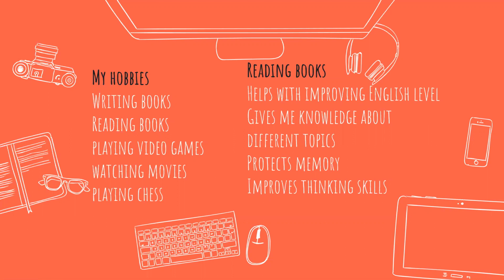Just get a piece of paper and a pen, then write the title my hobbies and start listing your hobbies. For example, I love writing books, I love reading books, playing video games, watching movies, playing chess. This is my list. Then we try to narrow it down by choosing one of these hobbies and start writing everything that comes to mind about it. So I will choose reading books because I do love reading books, and write it as a title, maybe on another piece of paper.